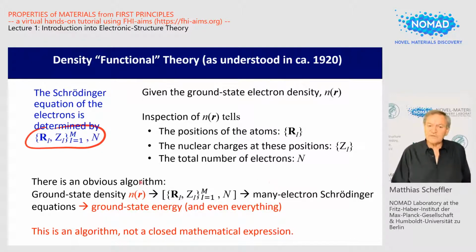And that means there is an obvious algorithm. The ground state density n of R gives us the positions, the nuclear charges, and the number of electrons. Of course, that defines the many-electron Schrödinger equation, and that defines the ground state energy and everything. So there is an algorithm which tells us n of R determines the ground state energy and everything. But it's an algorithm. It's not a closed mathematical expression.